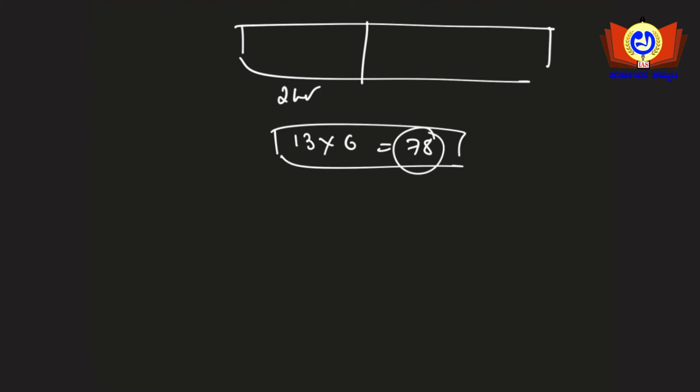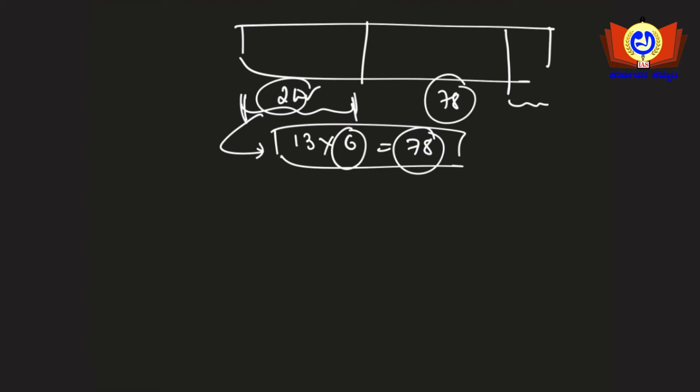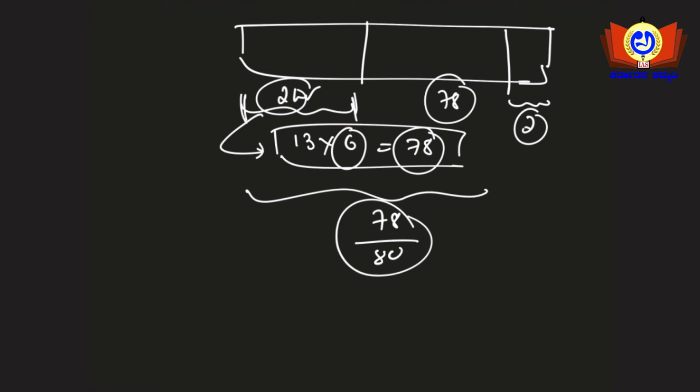So for these intervals, these 2 hours is one interval right here. So for 6 such intervals, 78 parts of the tank will be filled. So the remaining part is 2 parts out of the 80 parts. What is the time taken to fill 78 by 80 part of the tank? For 2 hours of intervals each, 6 intervals are recorded here. So that will be 12 hours.